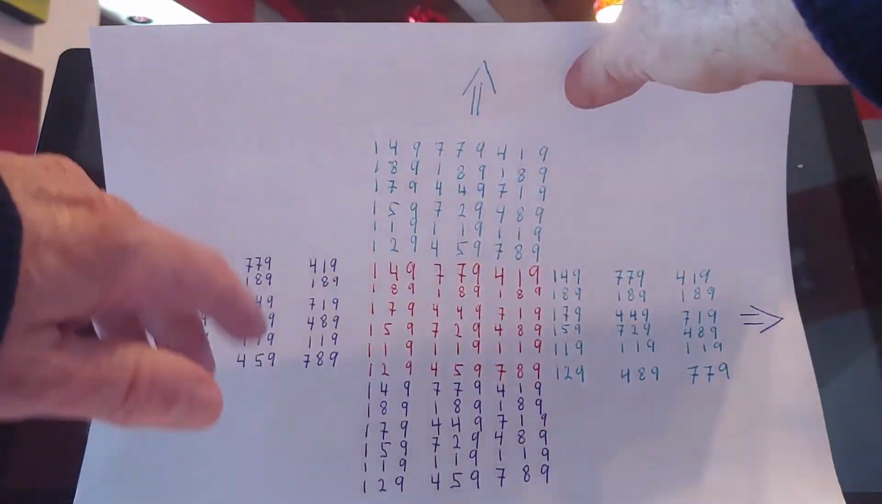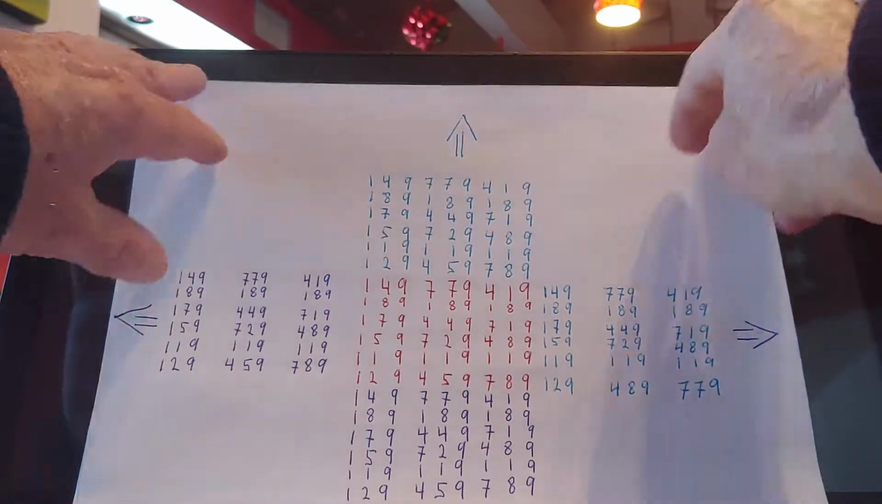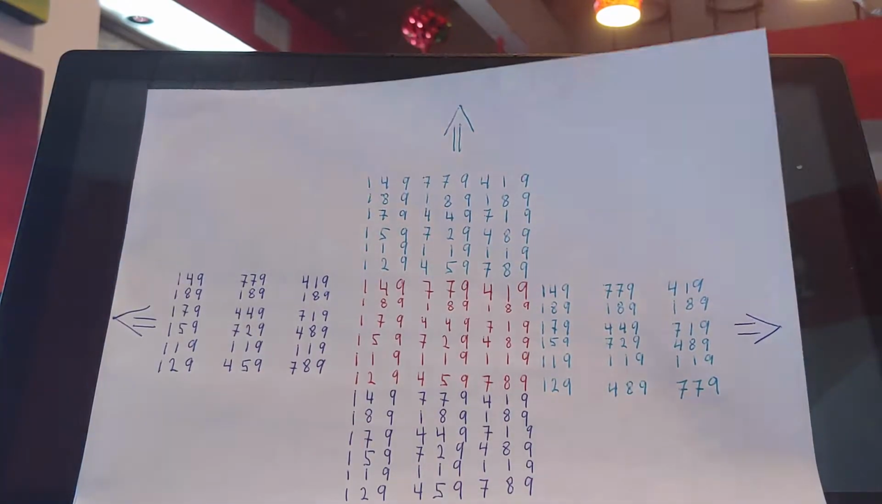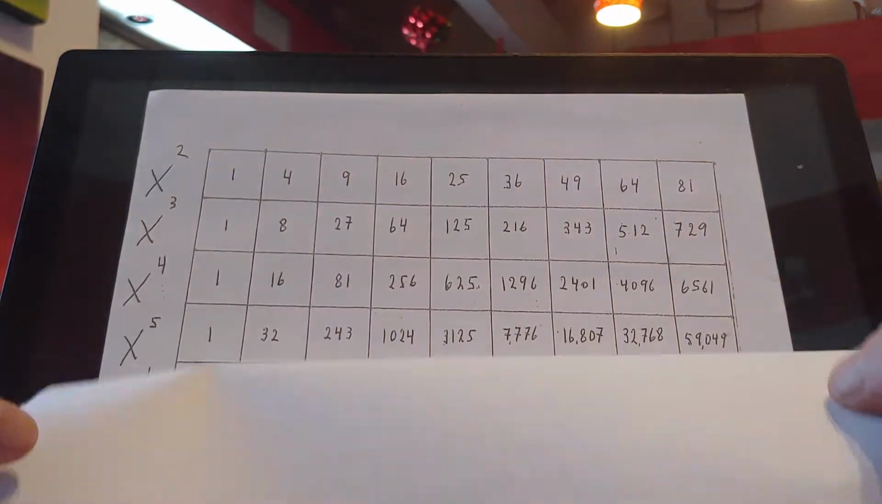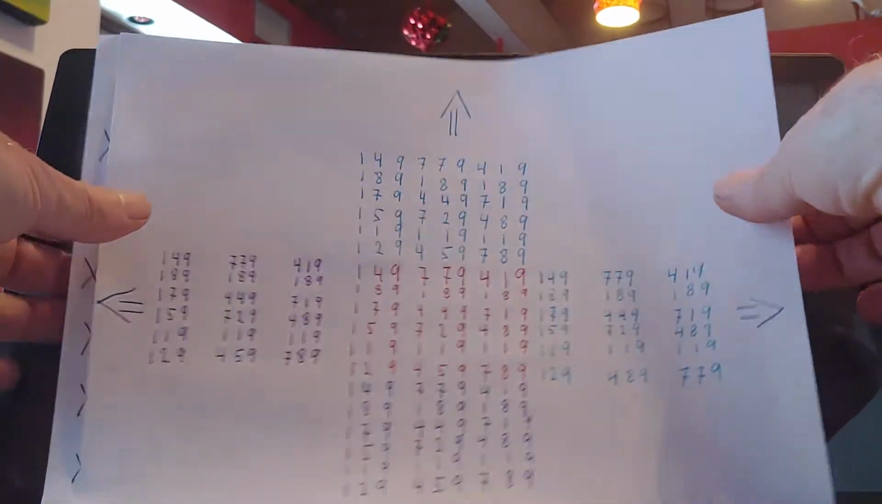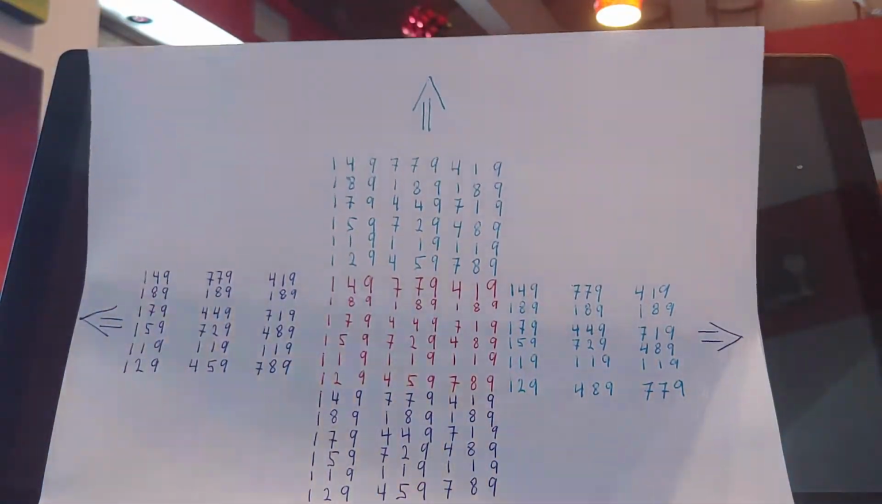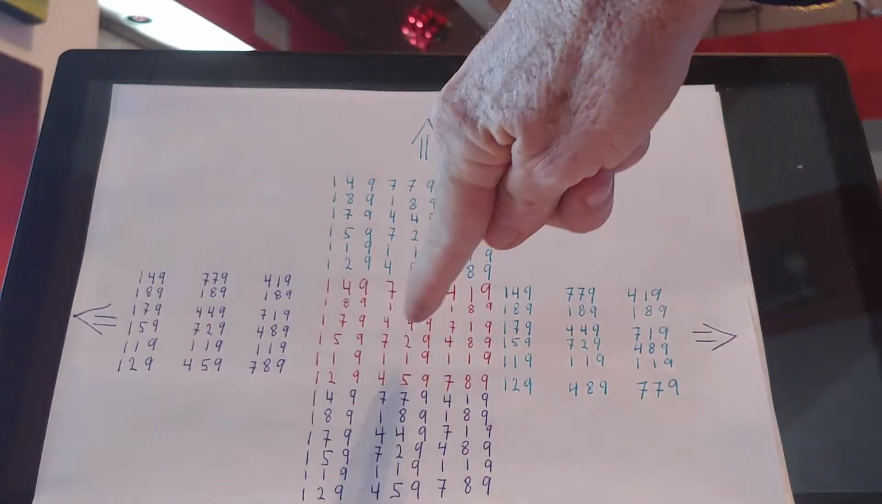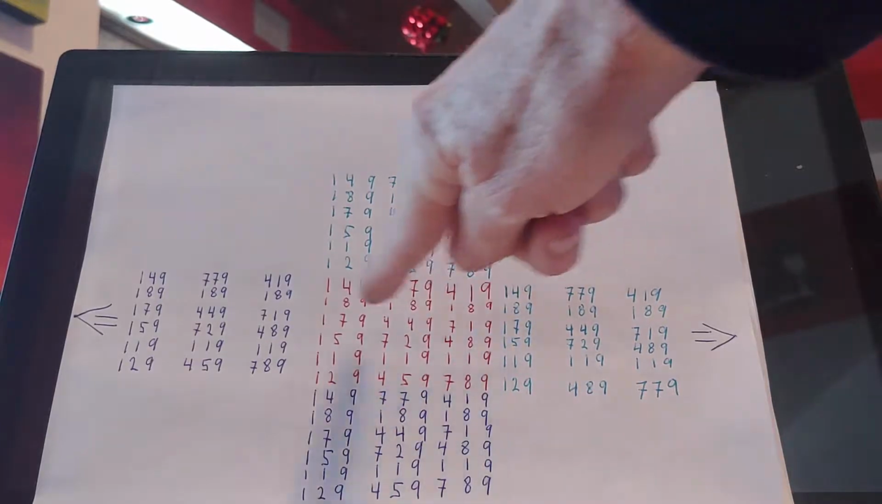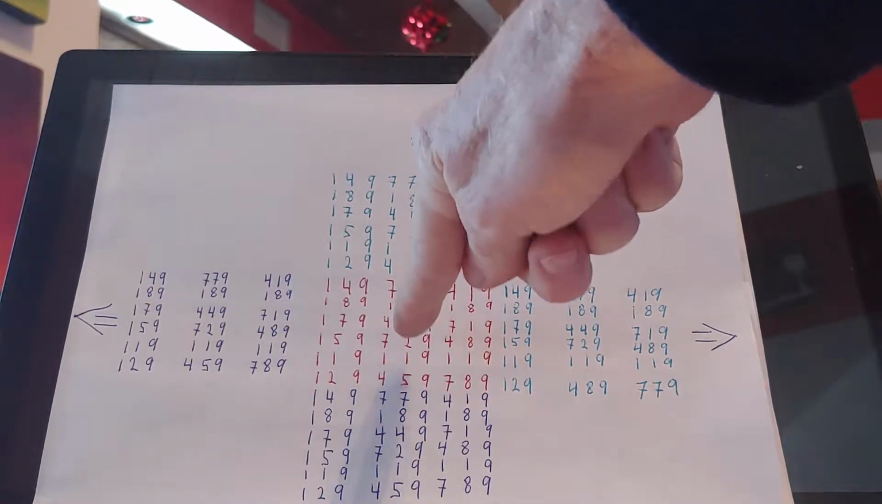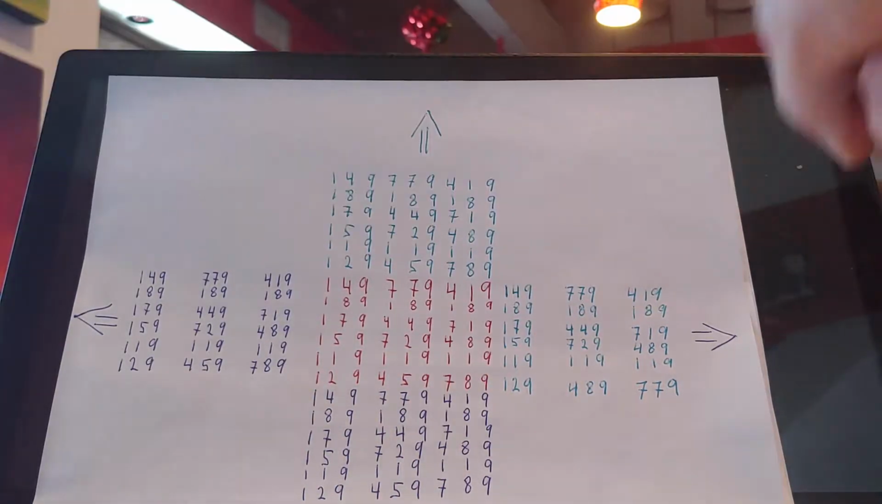Now, when I show you this one, I'm showing you exactly the same thing as the two pieces of paper before that, because this is the universal law of numbers code, and it just shows that it continues on in all directions at the same time. Okay, 149779419. It's in the middle, 149779. Here's the universal law of numbers. It goes this way, this way, this way, and this way.